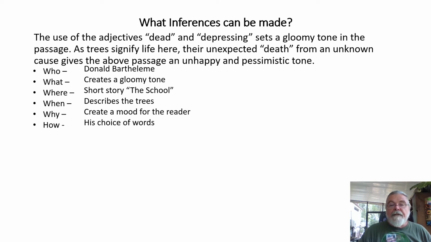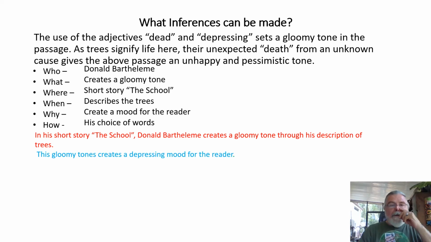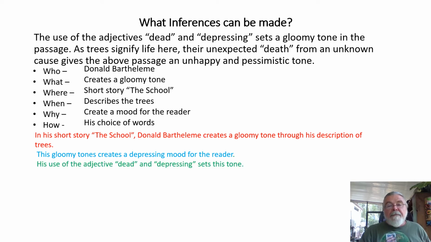If you do this, and we've seen it before, I just make sentences out of this. So, in the short story, The School, Donald Barthelme creates a gloomy tone through his description of the trees. That sentence was created just from the answers to my question. The gloomy tone creates a depressing mood for the reader. Okay? The tone creates the mood. Now I have to give the example. His use of the adjective dead and depressing sets this tone.